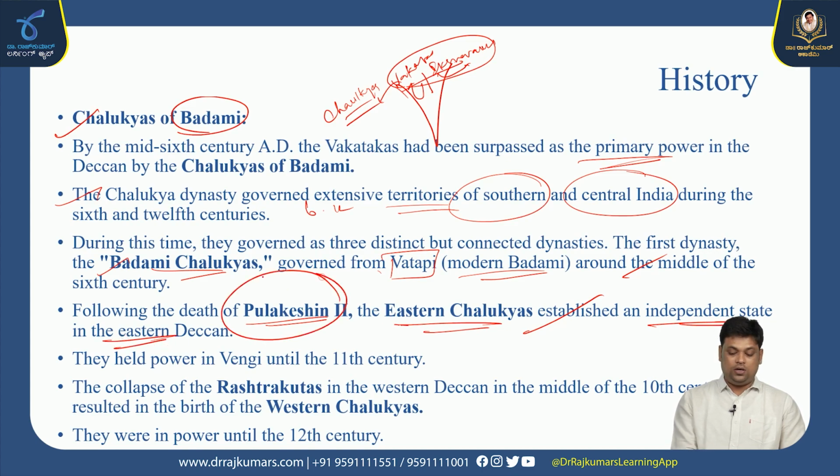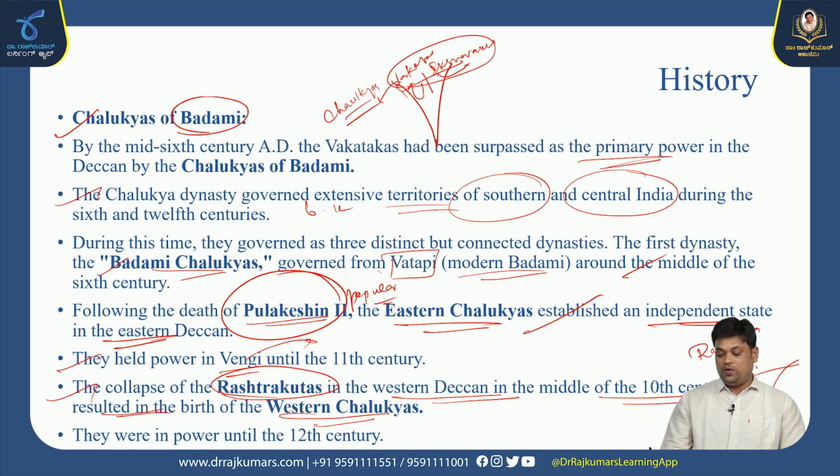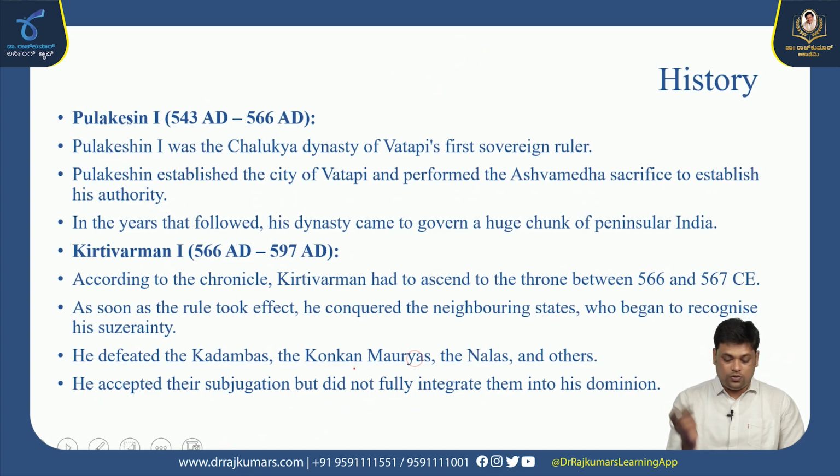Pulakeshin II was the popular ruler of the Chalukyas of Badami. They held power in the Venge. The collapse of Rashtrakutas in the Western Deccan in the middle of the 10th century resulted in the birth of Western Chalukyas. Remember, when there was a fall of Rashtrakutas, these Chalukyas extended their power in Western as well as Eastern. The Western power, Chalukyas of Badami, became more prominent, and Chalukyas of Venge. Okay, so this Badami only we are going to discuss in the western part of our history. So we are going to discuss a few popular rulers.